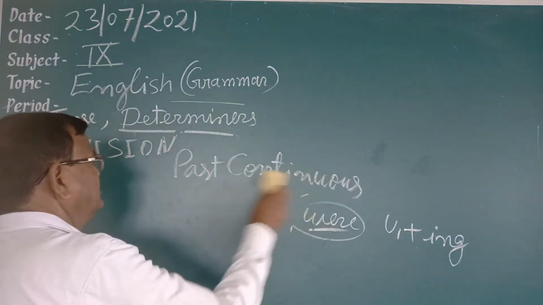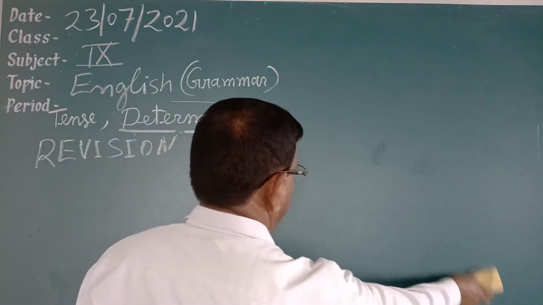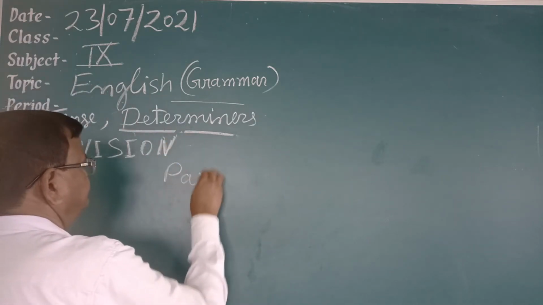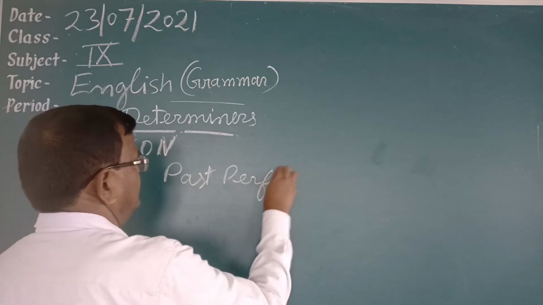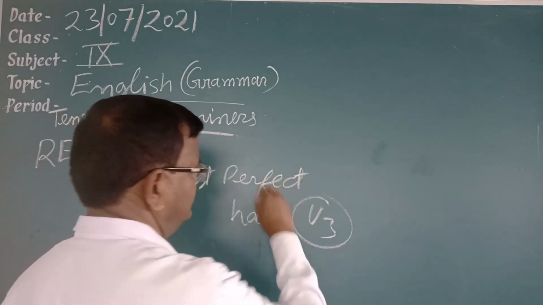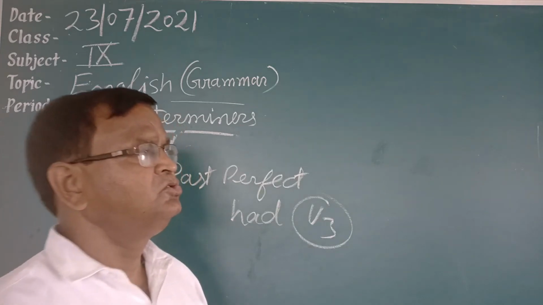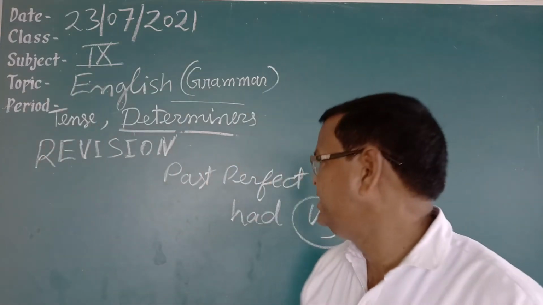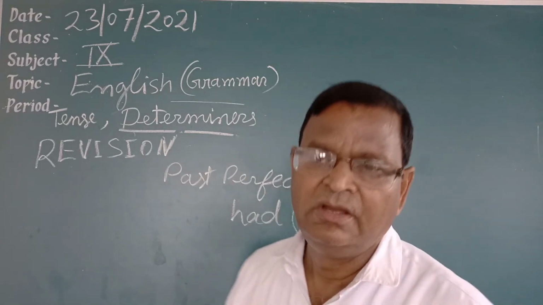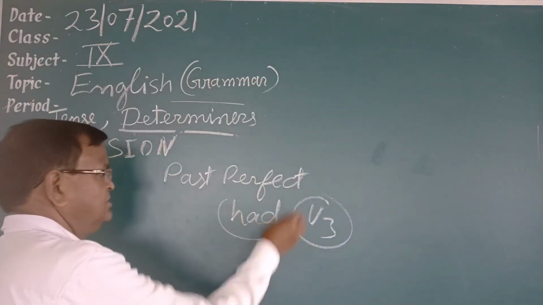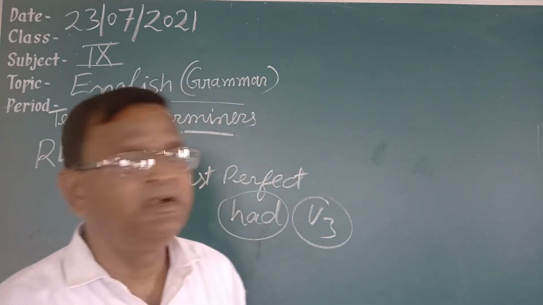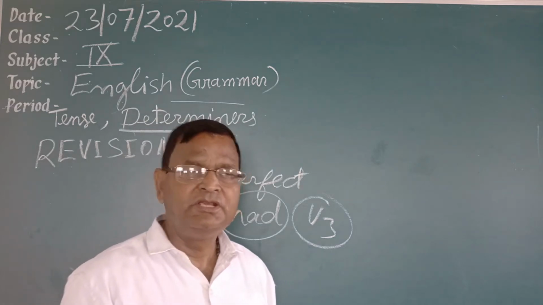Now see the third kind of past tense, that is past perfect. Students, in past perfect, I have told you that had is helping verb and verb third form is used. Like he had gone to market, she had slept, you had taken my pen. If negative is there, then after had not is used. He had not seen the Taj Mahal. She had not taken tea, like that.